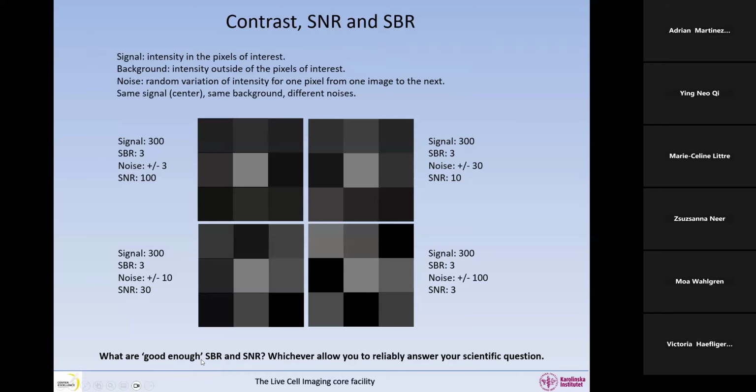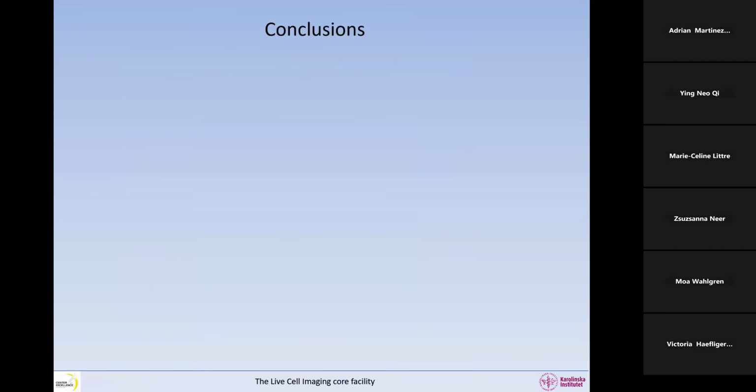So what is good enough? What are the good enough signal to noise and signal to background ratios? Again, this is whatever allows you to reliably answer your scientific question. If you're not after small differences, if you're not after fine readings of the image, you don't care, okay? This is the same for everything. It's the same for the optical resolution, for how you prepare a sample, and for the digital resolution. If you have a very rough readout, you can get away with murder and do whatever you want. But as soon as your readout becomes finer and you want to compare small things, then you have to be careful.